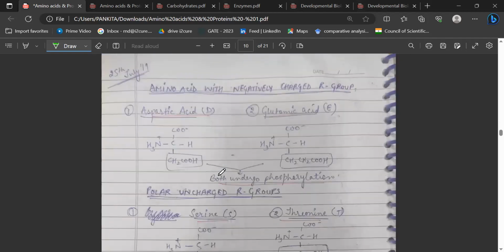Moving on to the amino acids with negatively charged R groups, basically acidic amino acids. There are two, which are aspartic acid and glutamic acid. Both of these, aspartic acid and glutamic acid, can undergo phosphorylation.